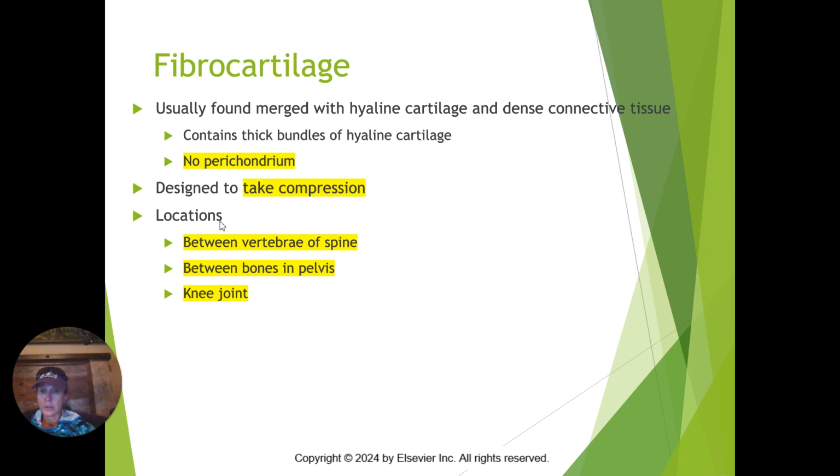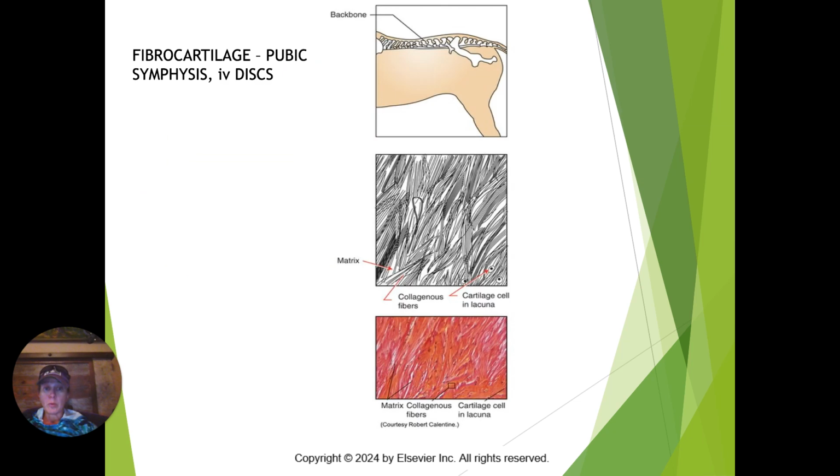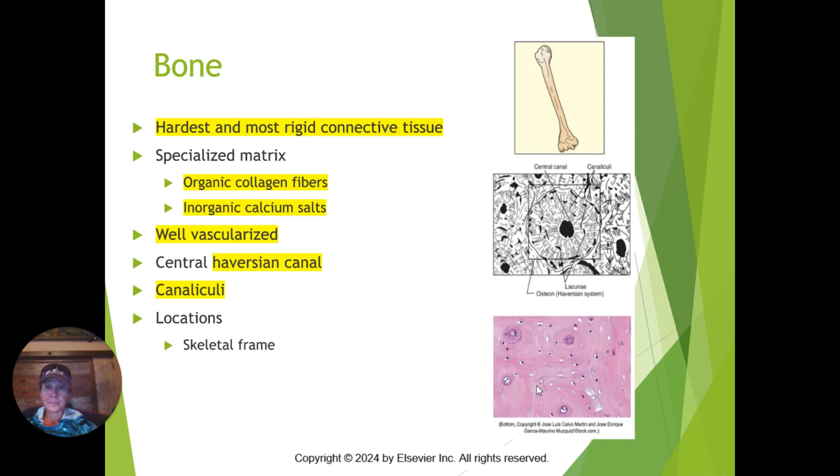So between the bones of the spine, between the bones of the pelvis, and in the knee joint, the menisci. If any of you have ever torn your meniscus in your knee, those are all examples of fibrocartilage in the body. And so you can see this type of cartilage looks really different than your hyaline and elastic cartilages do, in that it is really, really dense with these collagenous fibers and fewer in number of these cartilage cells.